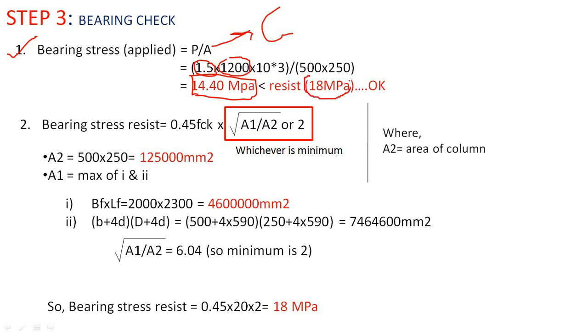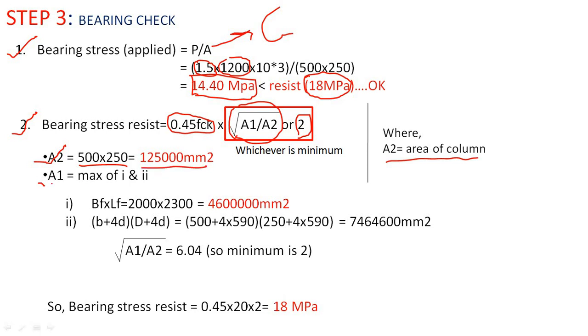So we will find the value of resisted. So for the resisted we have to see here. So the bearing stress resisted is equal to 0.45 fck into under root A1 upon A2 or 2 in this, whichever is the minimum, this value or this value. We have to multiply the value with 0.45 fck. So we will find first A2. So A2 will be the area of the column. So in our case the size of the column is 500 into 250 mm. So we have the value as 125,000 mm square.